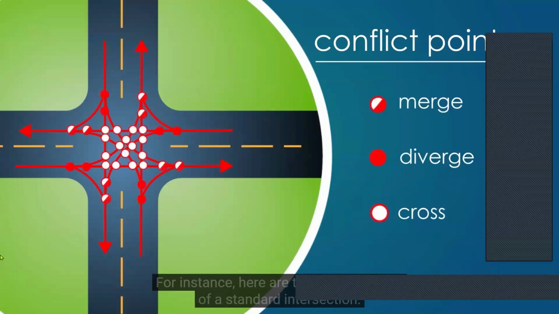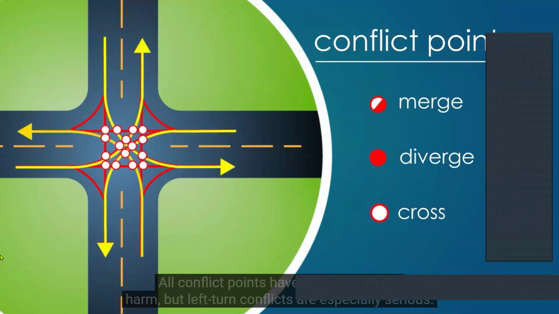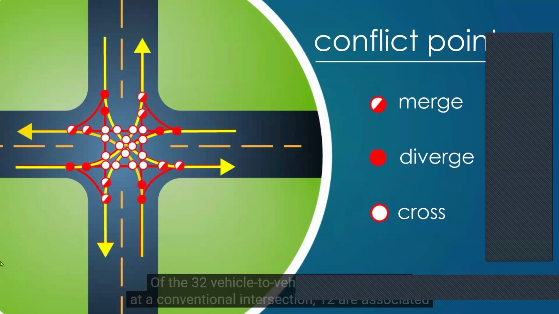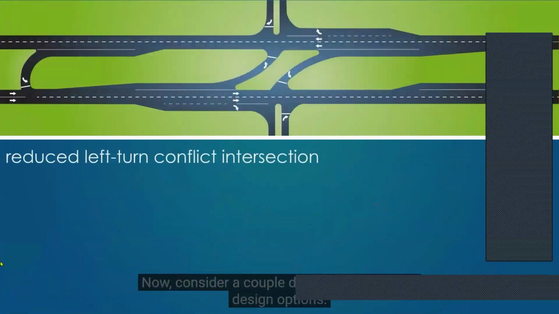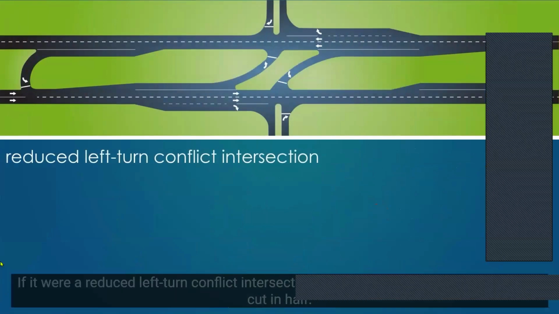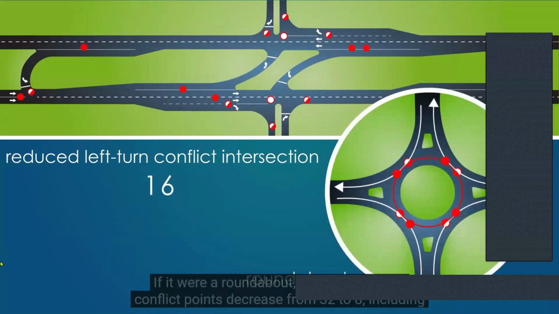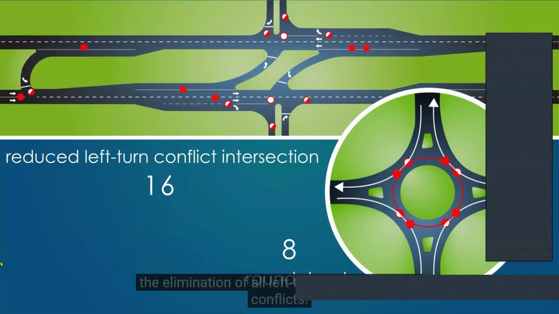For instance, here are the conflict points of a standard intersection. All conflict points have the potential for harm, but left turn conflicts are especially serious. Of the 32 vehicle-to-vehicle conflict points at a conventional intersection, 12 are associated with vehicles turning left. Now, consider a couple different intersection design options. If it were a reduced left turn conflict intersection, vehicle-to-vehicle conflict points are cut in half. If it were a roundabout, vehicle-to-vehicle conflict points decrease from 32 to 8, including the elimination of all left turning and crossing conflicts.